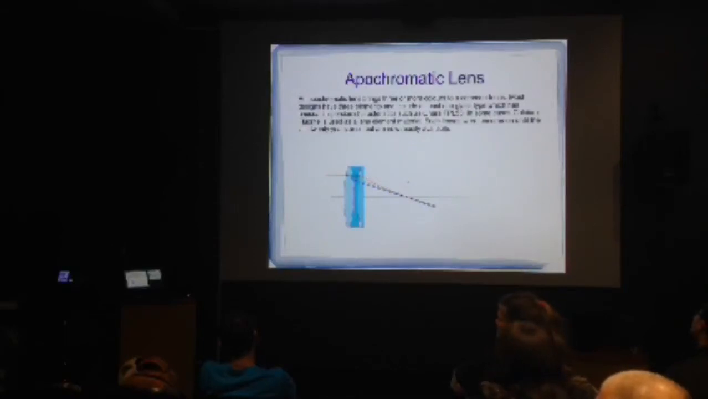I think I was reading a company called TEC make a 7-inch version of this type of lens, and they were something like $20,000 for a 7-inch telescope. But yeah, they are a lot more available than they used to be.